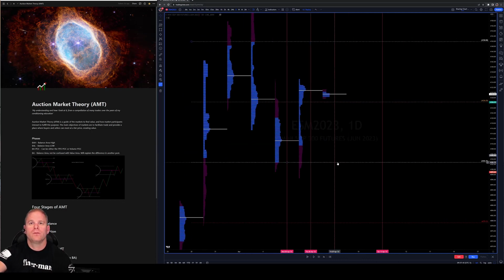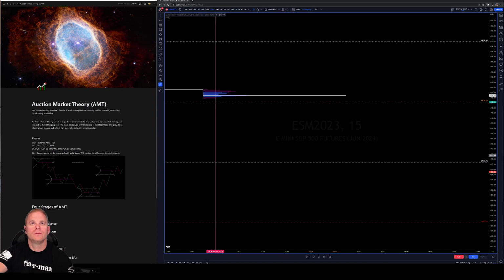So on this day, we don't have any changes to the balance area. Value did not go outside the balance area. We have overlapping values still. We are 100% in balance. So we can go back to the 15-minute.